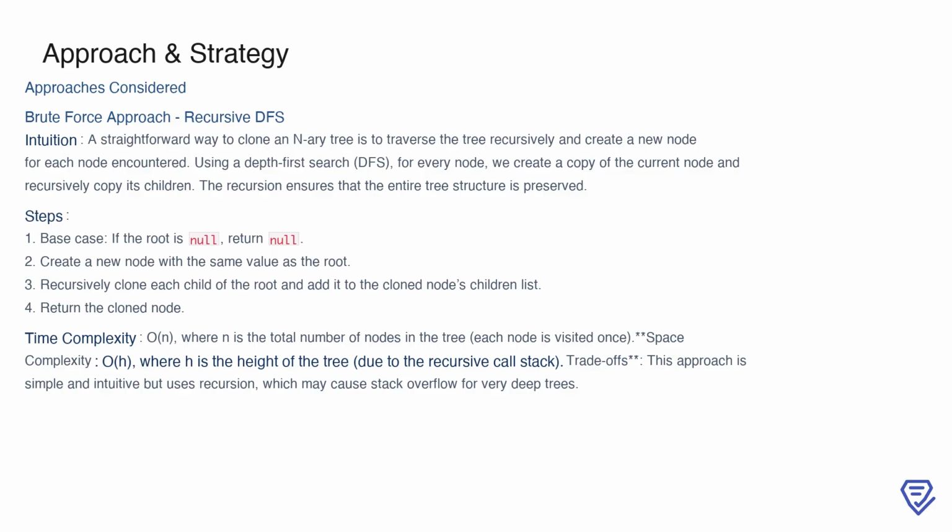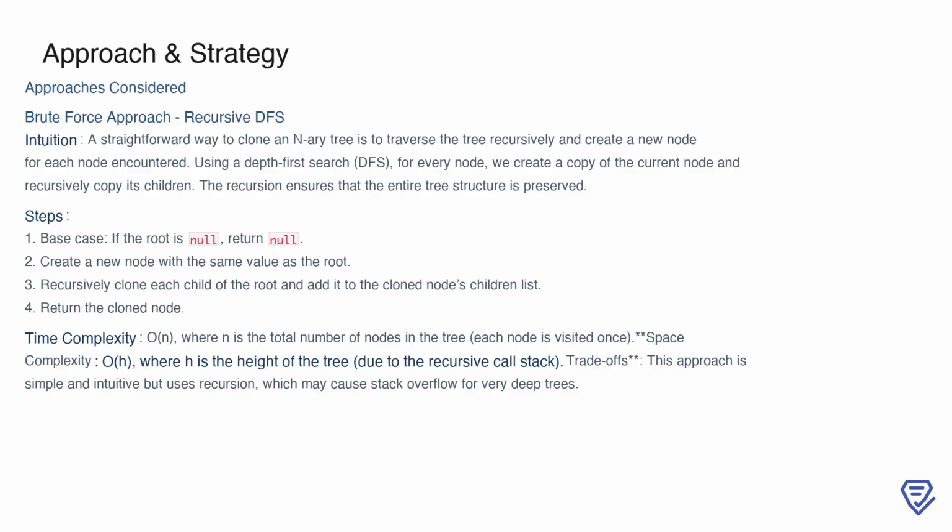In terms of efficiency, this approach visits each node exactly once, so its time complexity is O(n), where n is the total number of nodes in the tree. The space complexity is O(h), where h represents the height of the tree, due to the recursive call stack. While this method is intuitive and simple, it does have a trade-off. For very deep trees, the recursive calls could lead to a stack overflow, making this approach less robust in those specific cases.